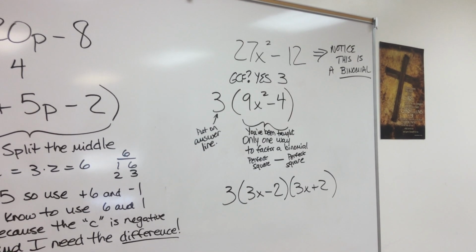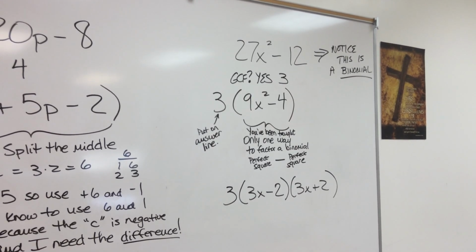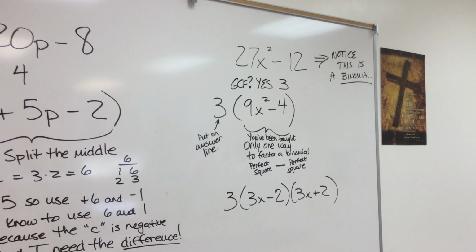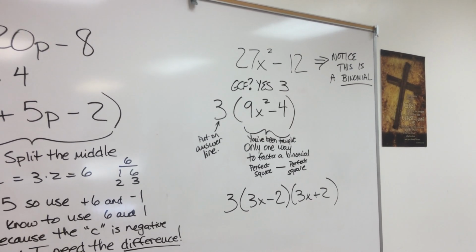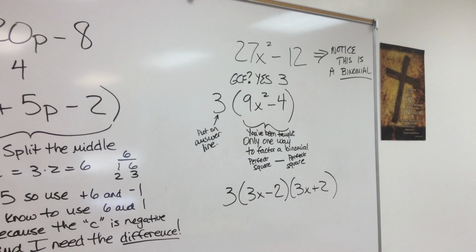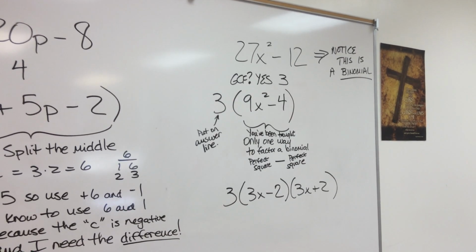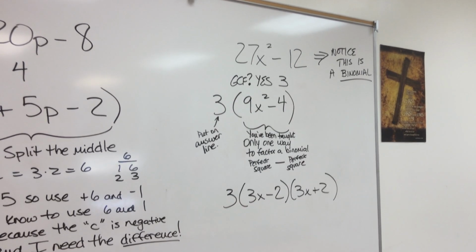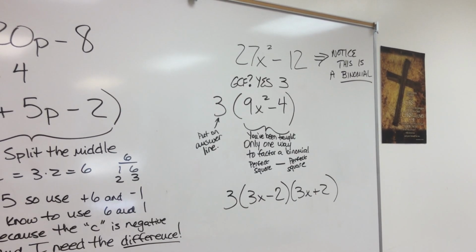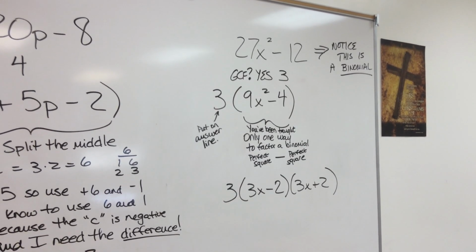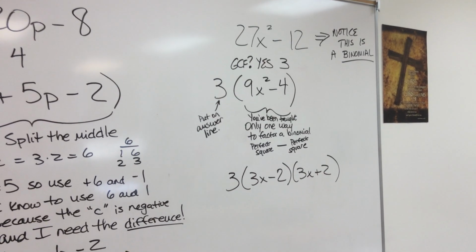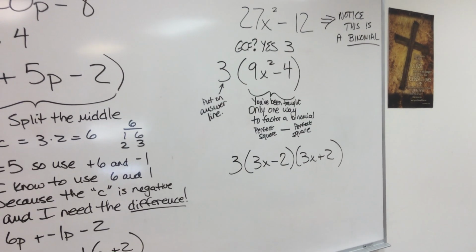If we were to distribute that, we'd get our 9x squared. We'd get a positive 6x minus a 6x in the middle, and those would eliminate each other, and we'd be left with a negative 4, or minus 4, on the end. And there's our 3 that we took out at the beginning, so there's your final answer. Be sure you're very well versed in each of these before you try to do your corrections for Chapter 8.